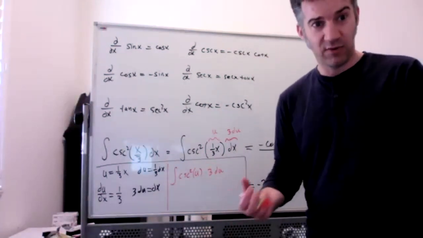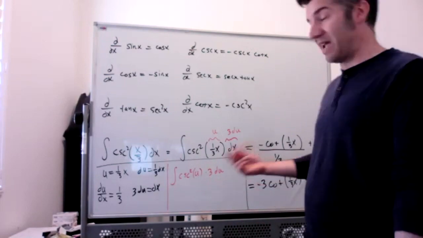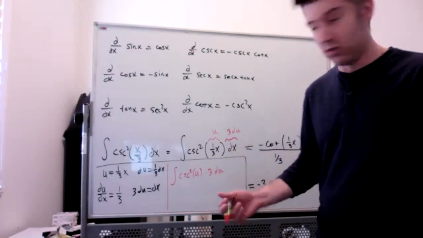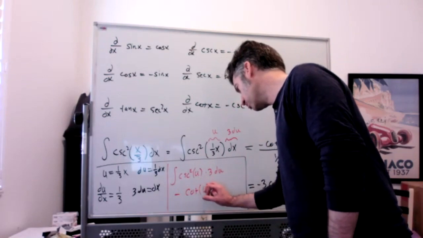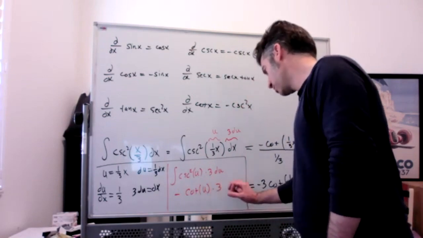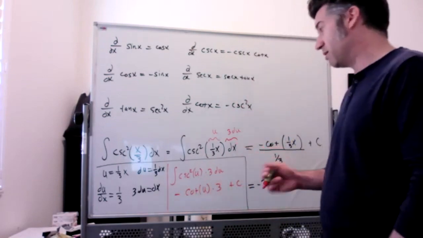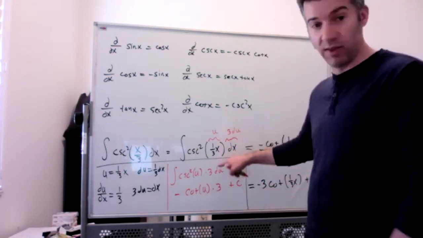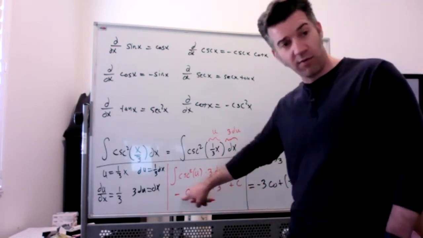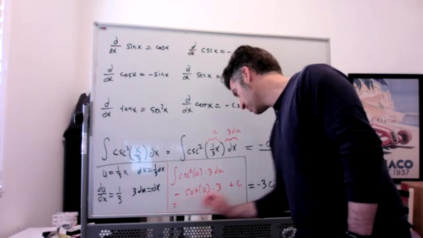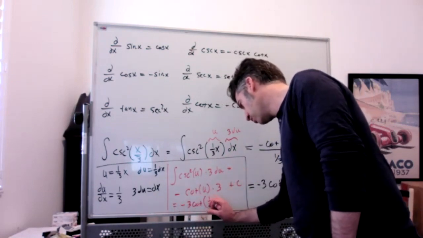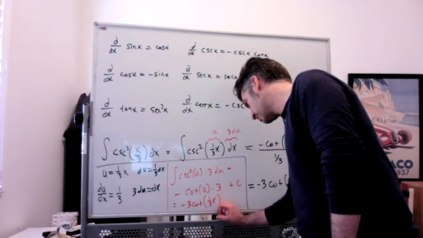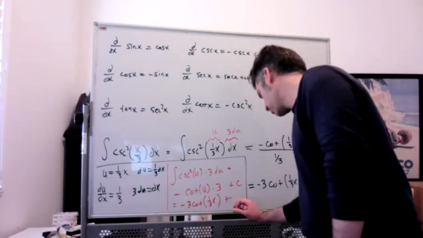When we anti-differentiate cosecant squared, we know the antiderivative of cosecant squared of u is negative cotangent of u, times 3, plus c. Then plugging back in that u is equal to 1/3 x and moving the 3 in front, we get negative 3 cotangent of 1/3 x.